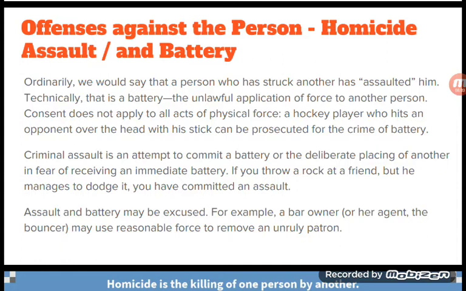This is separate from assault, even though we often say assault and battery together. These are actually two separate things. Assault is going to be the attempt to commit a battery or the deliberate placing of another in fear of receiving a battery. So if you throw a rock at someone and they manage to dodge it, you committed assault. You attempted to commit the battery, but you did not. Or you could just intimidate them and fake them. You could pretend like you're going to throw the rock, but not. But the other person becomes apprehensive of the fact that an immediate battery could occur.